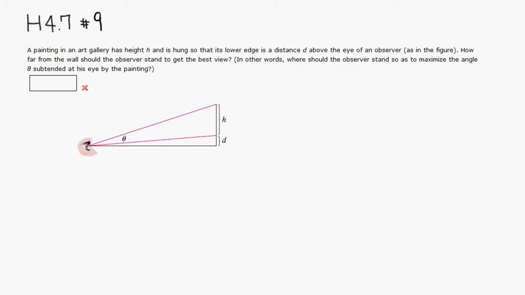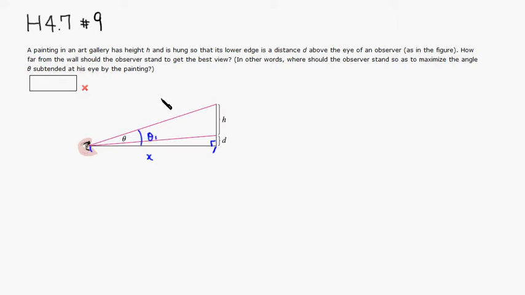So this is going to be the distance x. We want to somehow express theta in terms of x and h and d, of course. One thing we can do is look at the big triangle. That's a right triangle here. Then this angle, I'm going to call theta 1.